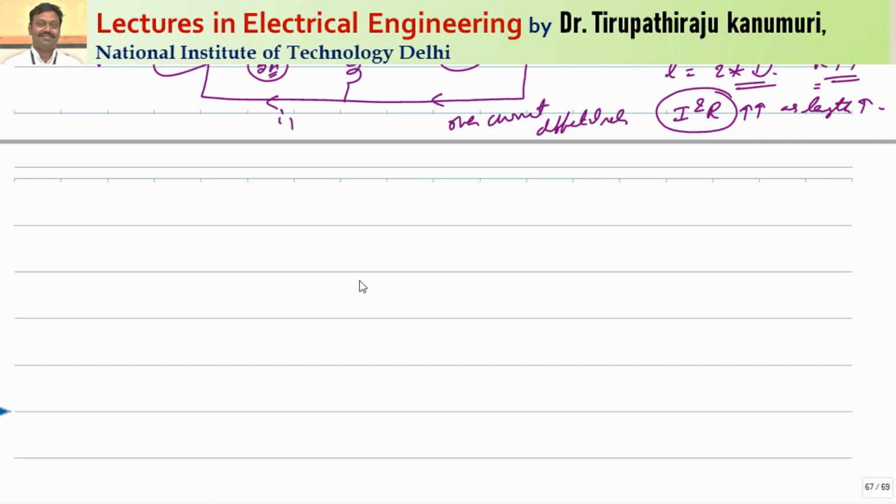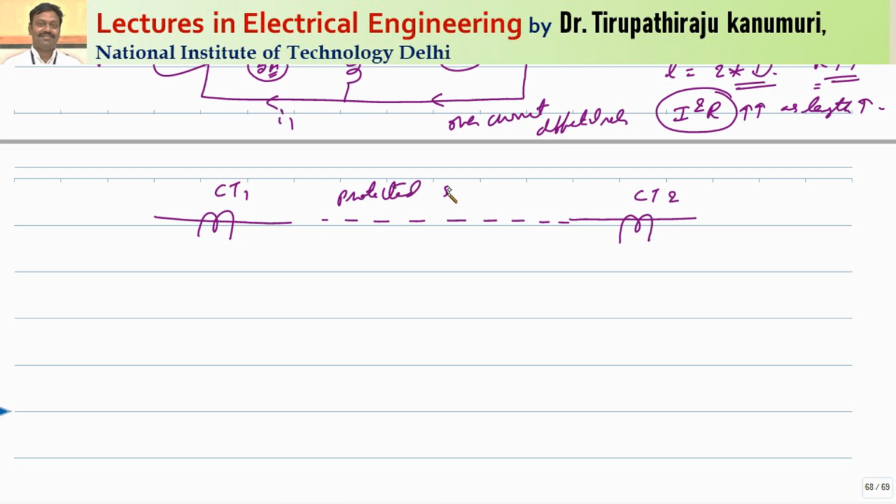Now we are going for our voltage differential protection. For the case of voltage differential protection, the connection will be done like this. This is one side, this is the secondary side. There is my CT1 and here there is another CT, let us take it as CT2, and this is my protected system element.